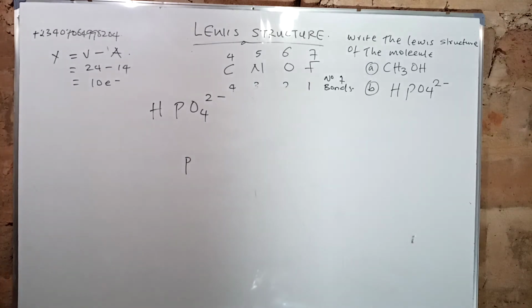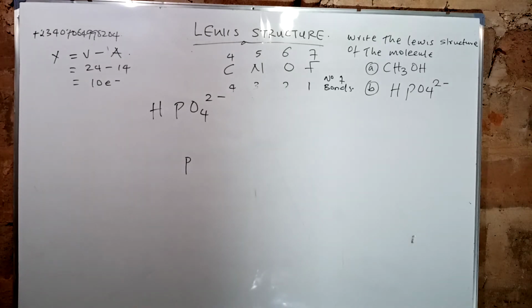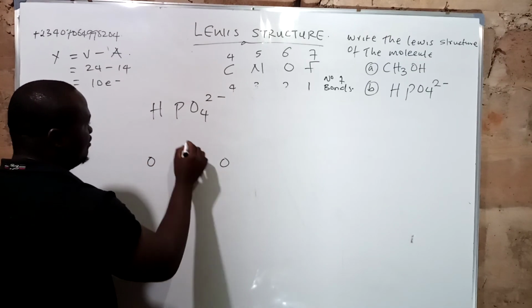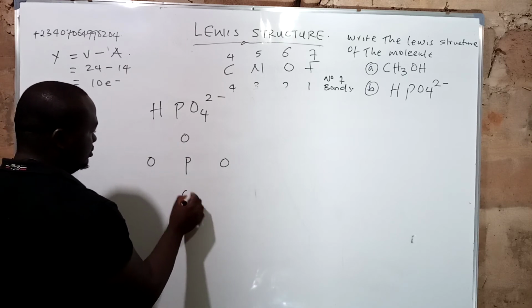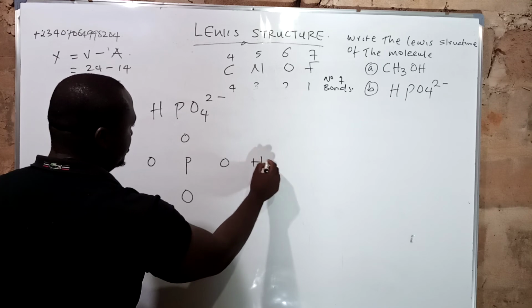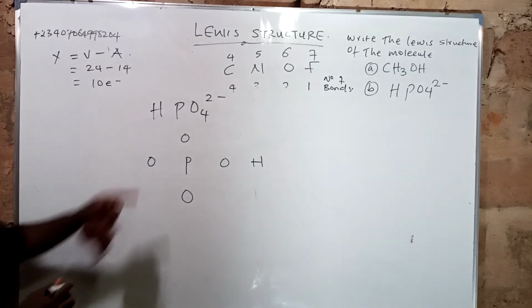I don't want to draw the bonds. Pause the video, check it out on your own first. So we have 4 oxygen here, right? The first thing is for you to get the skeleton first. I have 4 oxygen here. If you want, you can put your hydrogen somewhere here. So this is a skeleton.